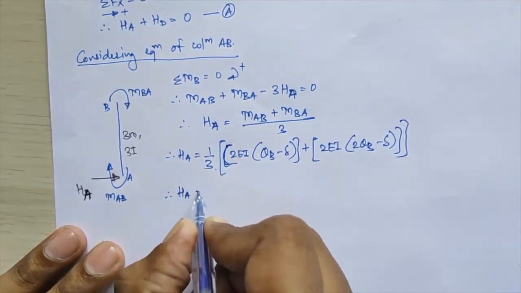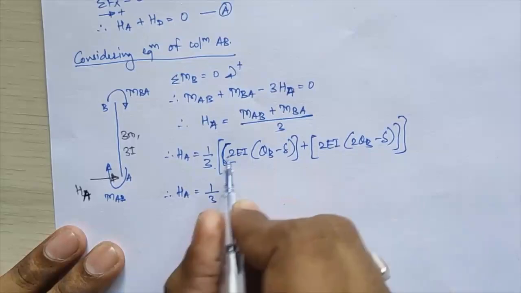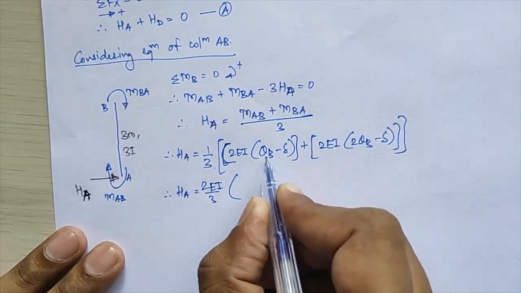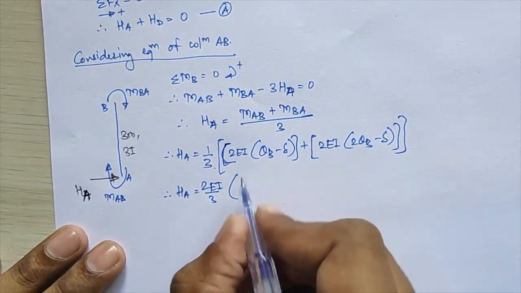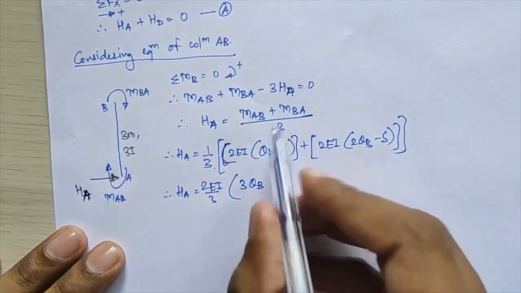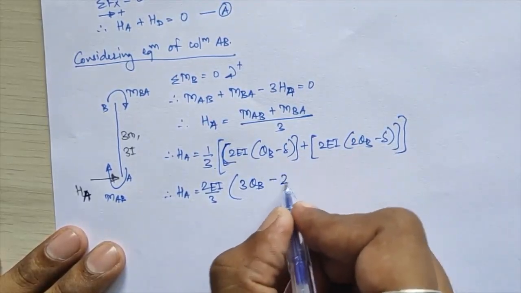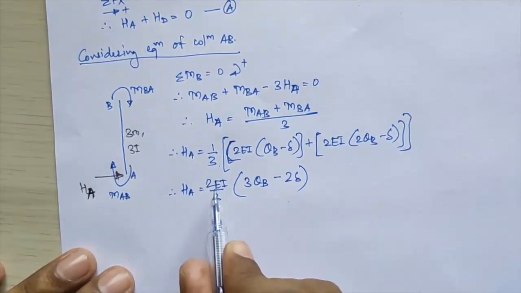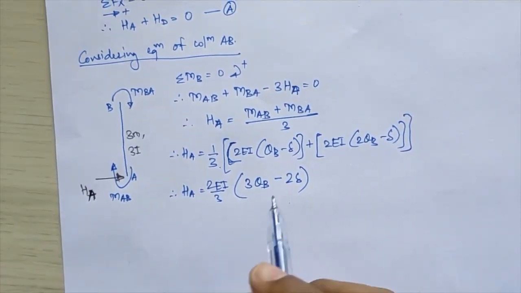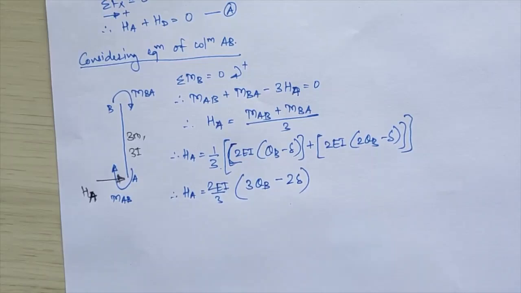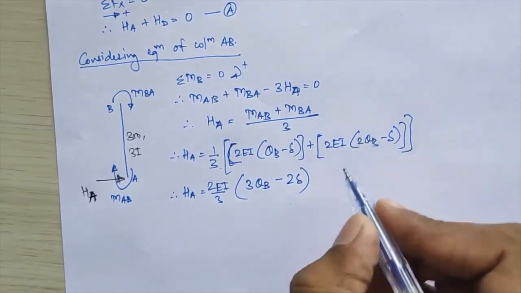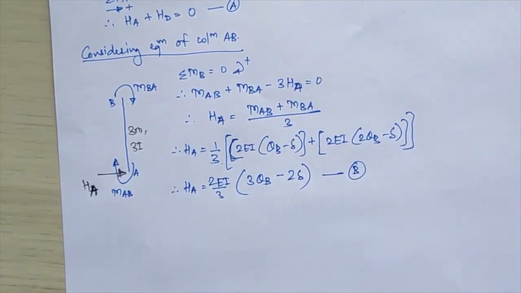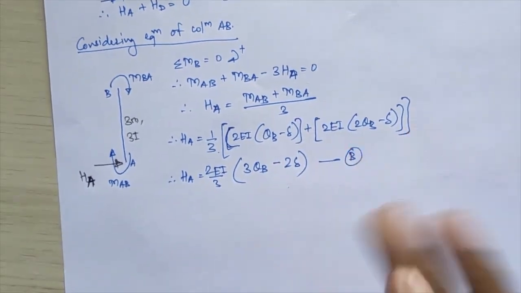Therefore HA is equal to 1 by 3 of, taking 2EI common from both brackets. What remains is theta B plus 2 theta B, which becomes 3 times theta B, and minus delta minus delta, which becomes 2 times delta. So I get the HA equation as 2EI by 3 into bracket 3 theta B minus 2 times delta. I'll call this equation number B. If you simplify 2 by 3, you will get 0.67.